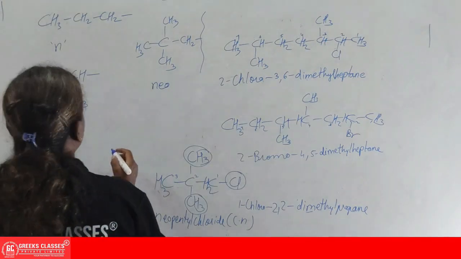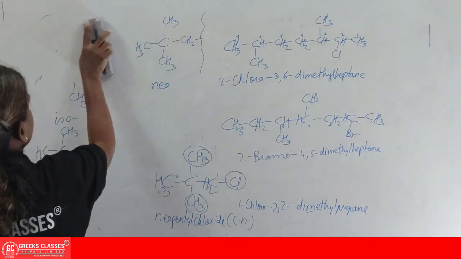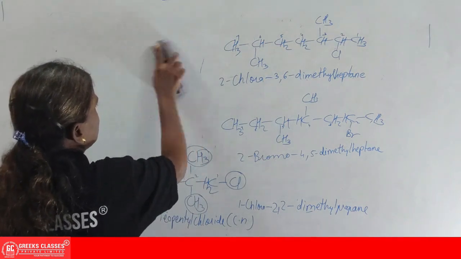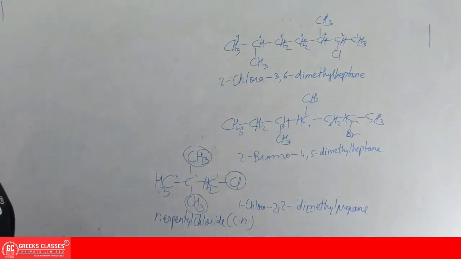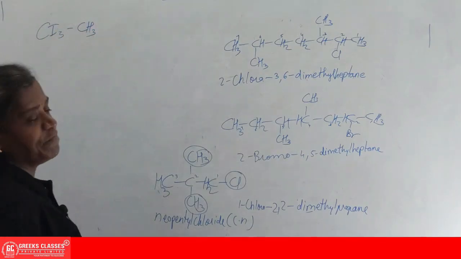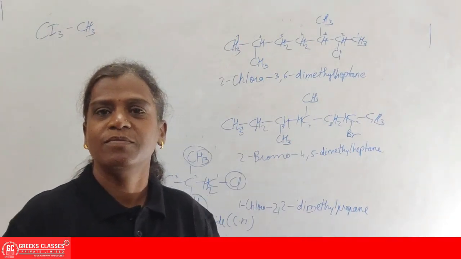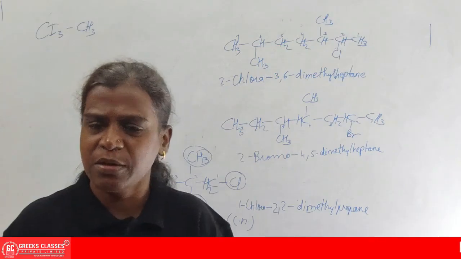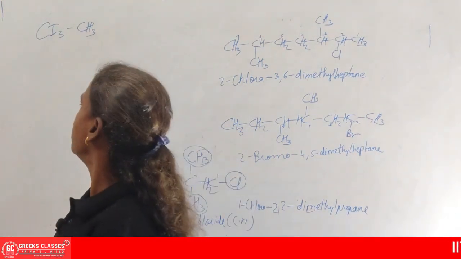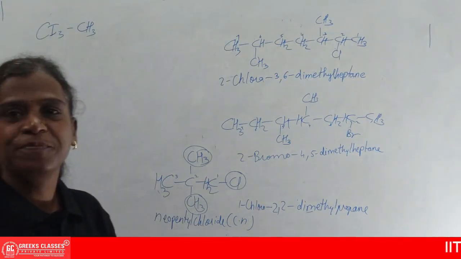Now let's say what will be the nomenclature for this compound. You are going to try by yourself. Let's work on some examples as practice. CI3CH3. Yes, tell me. Try by yourself, no problem. Common name or IUPAC name, however you can. Okay, I'll give you time.